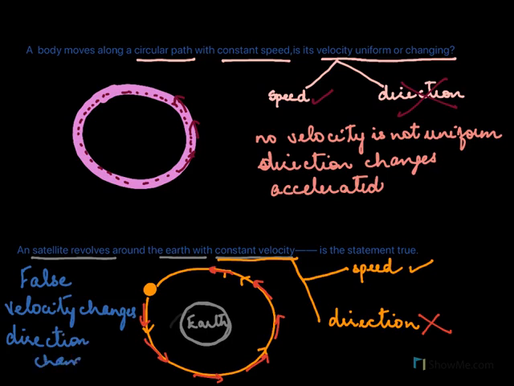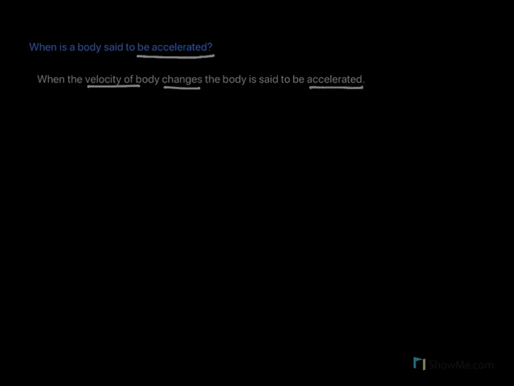So any motion that is circular is always changing velocity, and because it is changing velocity, it is accelerated. When is a body said to be accelerated? An accelerated body is a body where the velocity keeps changing. When the velocity of the body changes, the body is said to be accelerated. Now remember, to change the velocity of the body we can do it in two ways. We need to change the speed or we need to change the direction. If we change any one of them, the body is said to be accelerated.